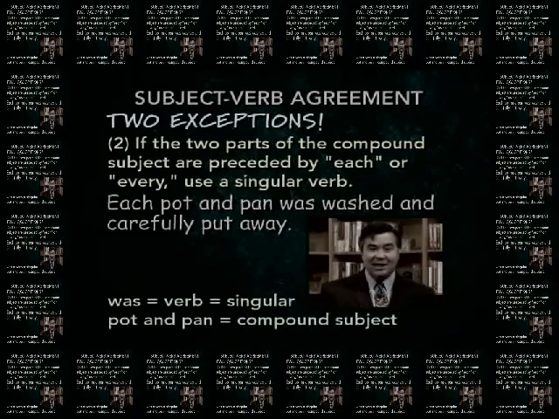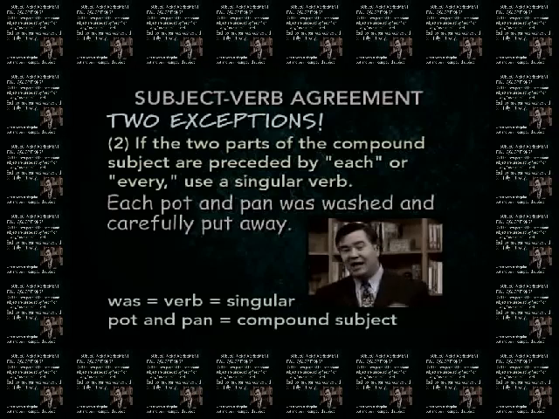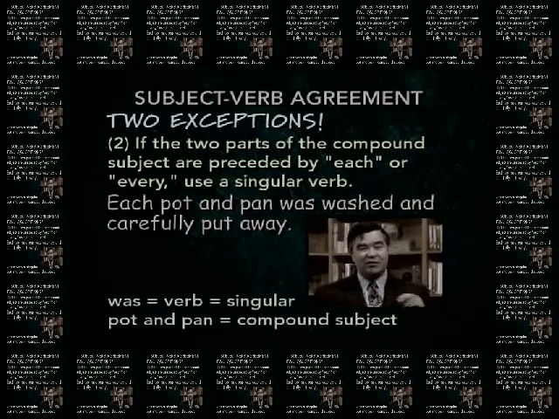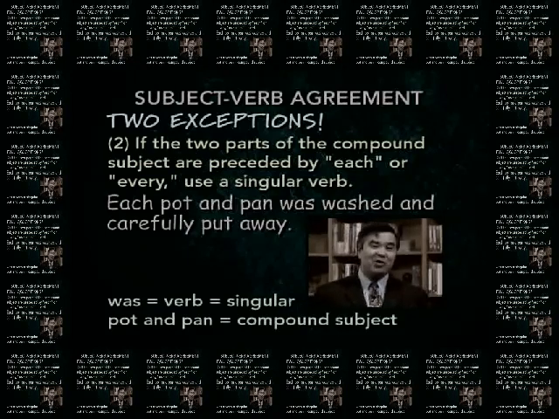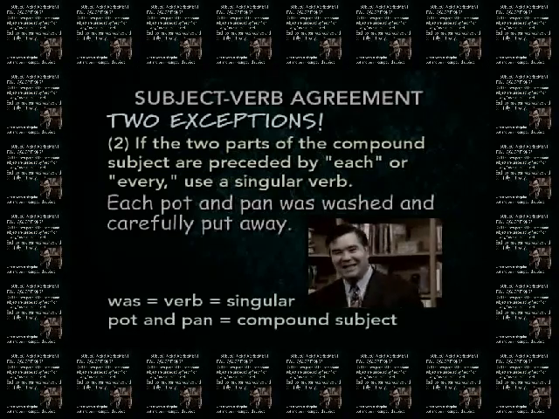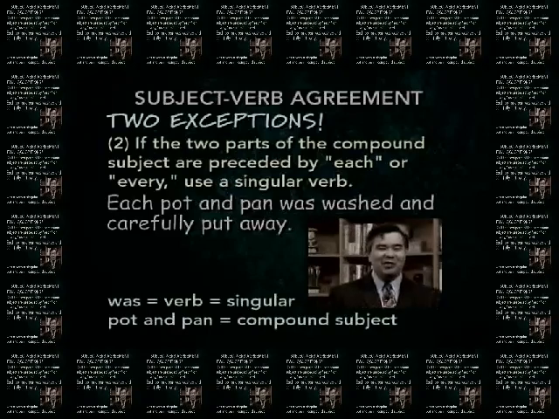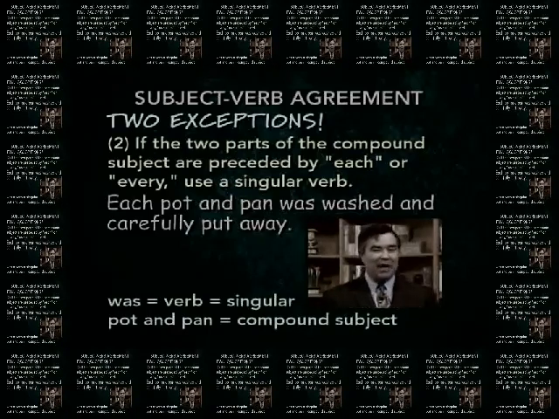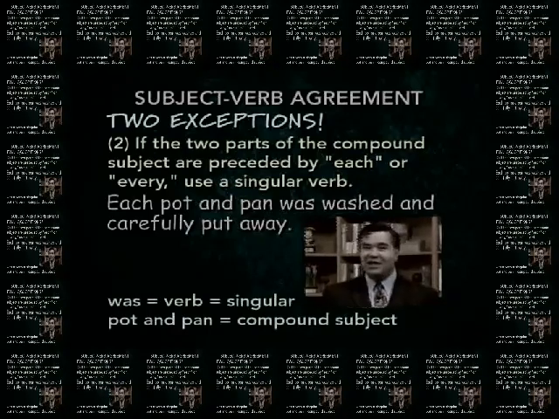But it's preceded by the word each. And therefore, the subject is changed from plural to singular. We're now talking about each individual pot and pan, one at a time. And therefore, we use the singular verb was rather than plural. Once again, this exception doesn't come up too often.